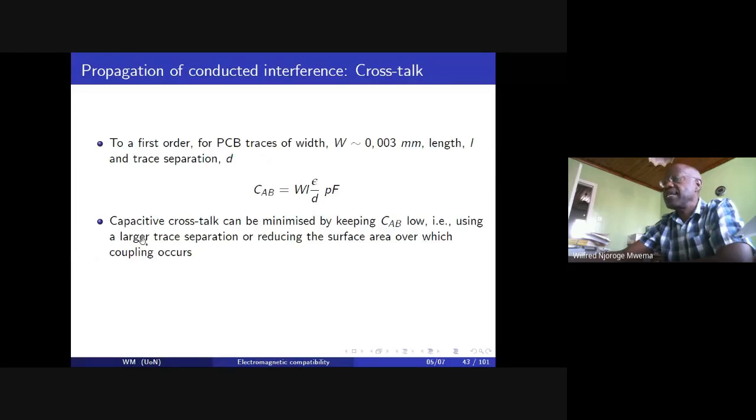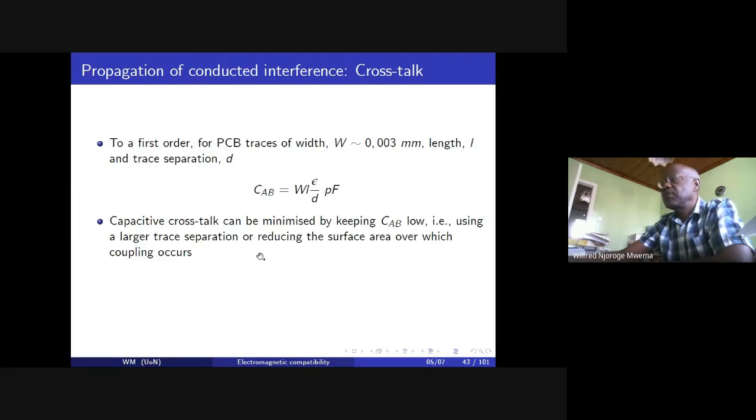So capacitive crosstalk can be minimized by keeping the CAB low. That is, we use a larger trace separation, or we reduce the surface area over which the coupling occurs. So rather than put two traces above one another on their broad ends, you make them run edgewise. That is, the only coupling is between the edges. Therefore, the thickness of the trace multiplied by the length will be smaller than the width of the trace multiplied by its length, and therefore CAB will be reduced.